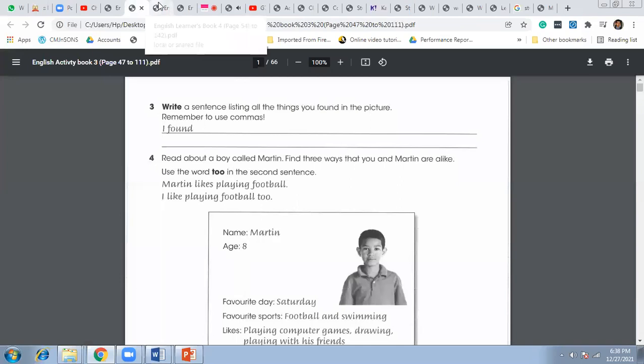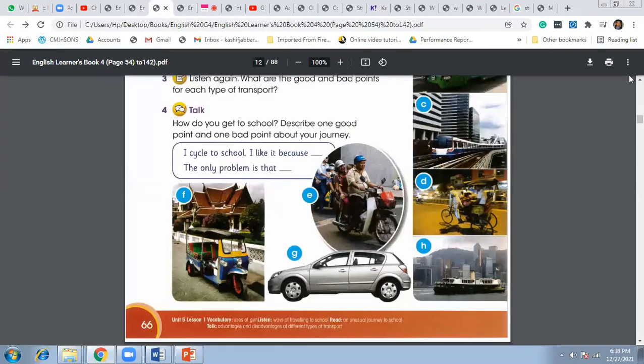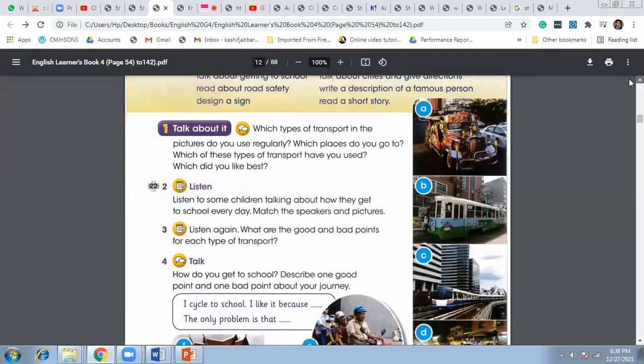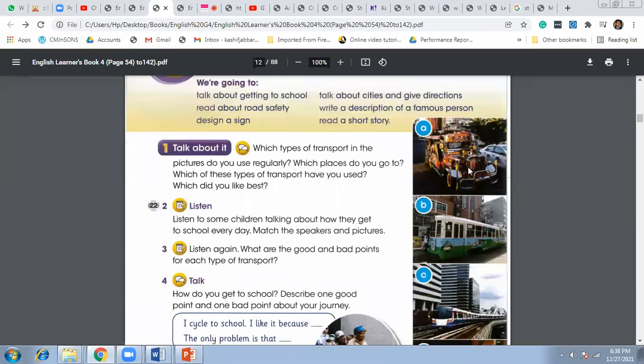All right, so here the second speaker is talking about picture A. This is called the jeepney, and this second one is talking about this method of transport. Now let's see number 3.